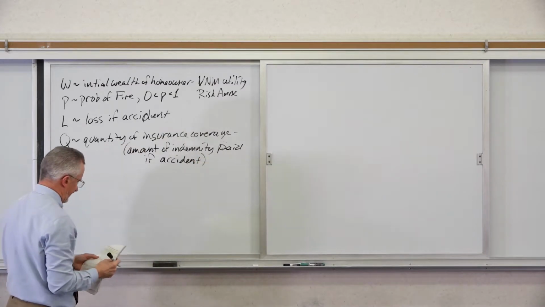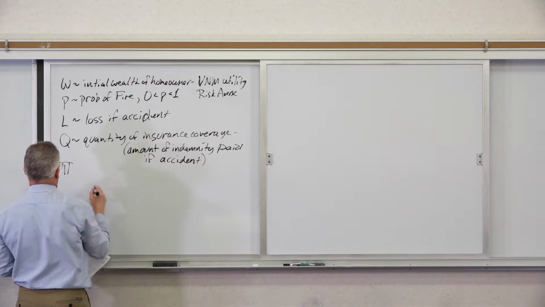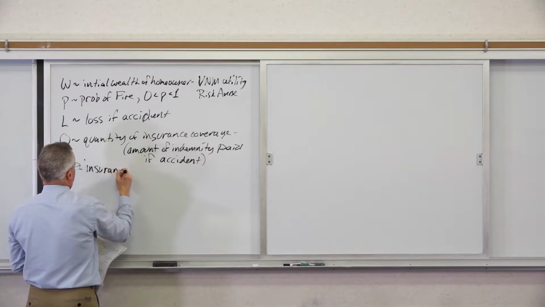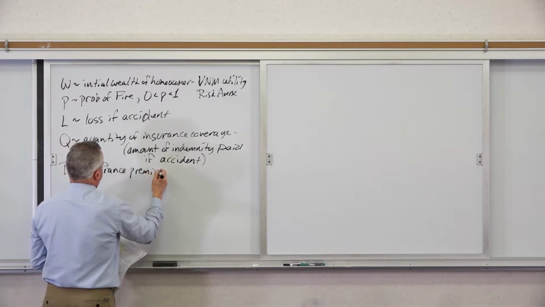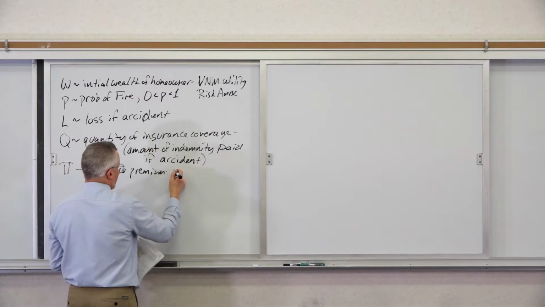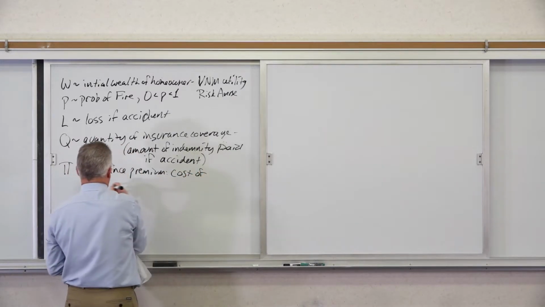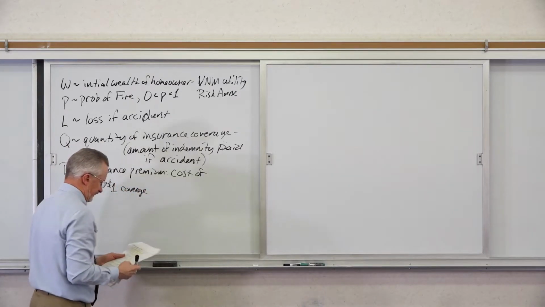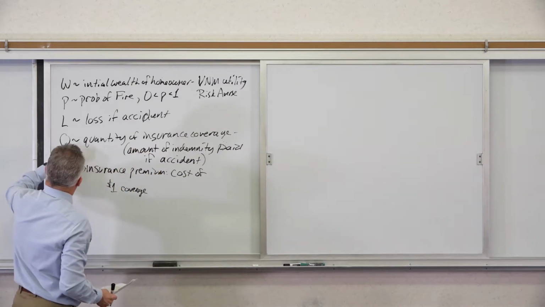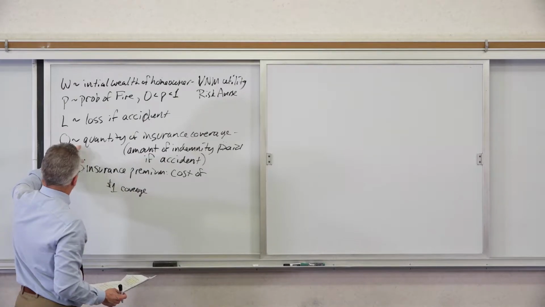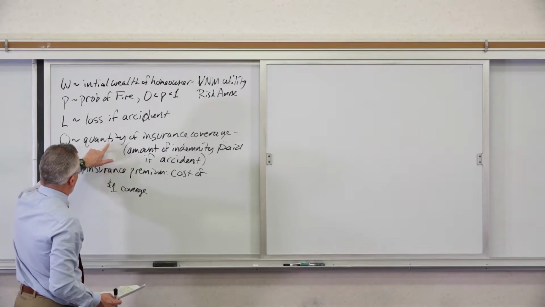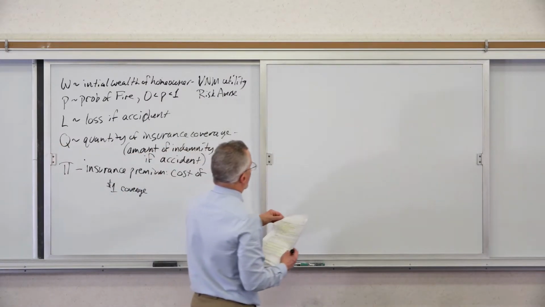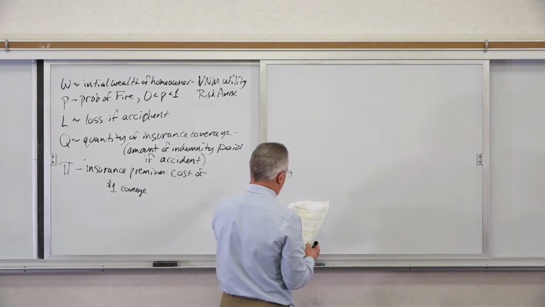And finally, there's the insurance premium on a per dollar basis, pi. The insurance premium is the cost of a dollar of coverage. So here's the question that we're setting up. The homeowner is going to try to decide what quantity of insurance to purchase, and each dollar worth of coverage will cost pi.